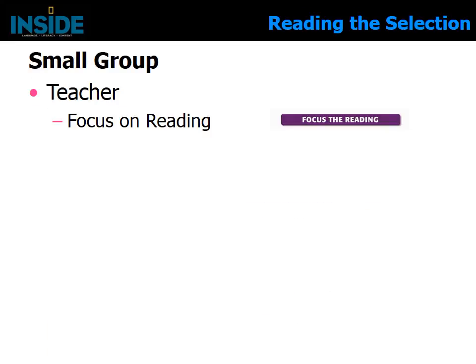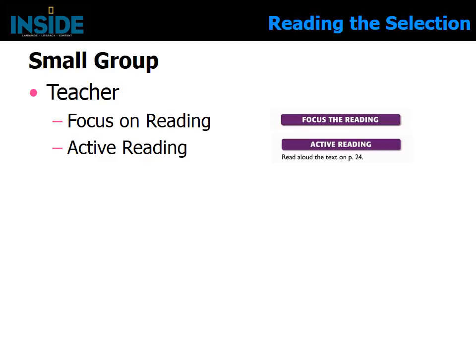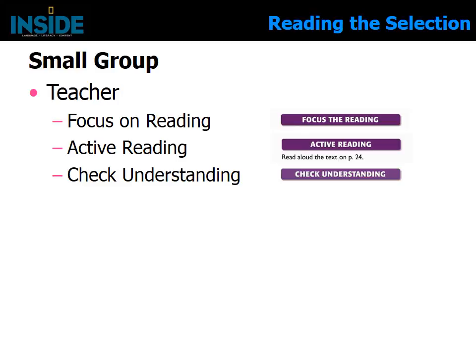During her small group instruction, Ms. Parker has two groups of students she'll be working with, her English language learners and her striving readers. First, she takes time to set a focus for the reading, such as setting a purpose or making predictions. Then she begins the active reading of the selection. Notice that this reading is conducted as a read aloud, with students listening and reading along in their student book.